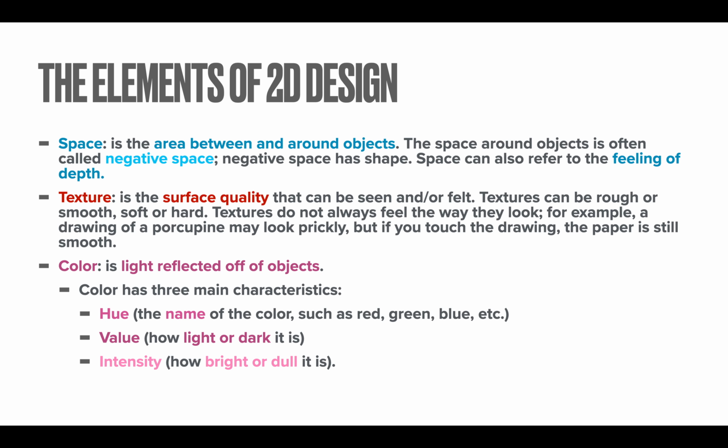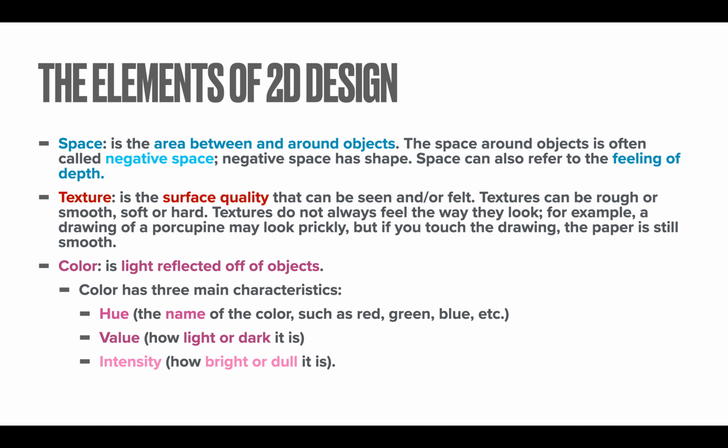The hue is simply the name of the color. It's a red hue, a green hue, a blue hue. Value is how light or dark that color is. So just as we were talking about value earlier in terms of black and white, value in terms of color is light pink versus dark pink, light blue versus dark blue.